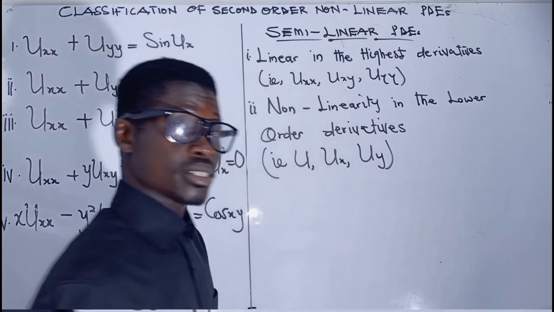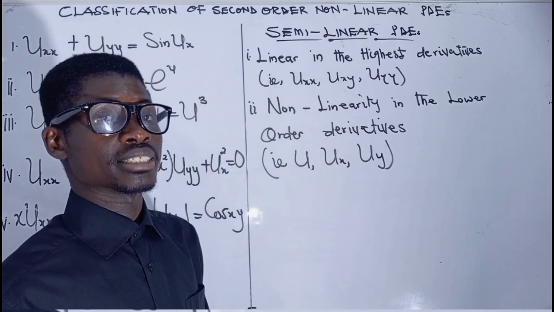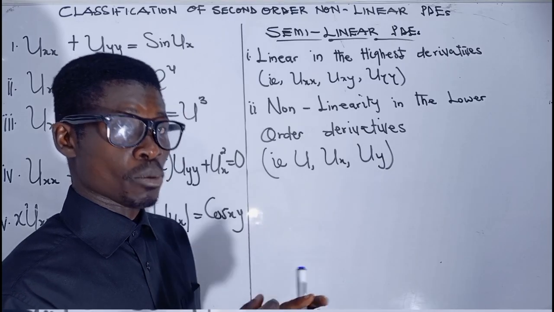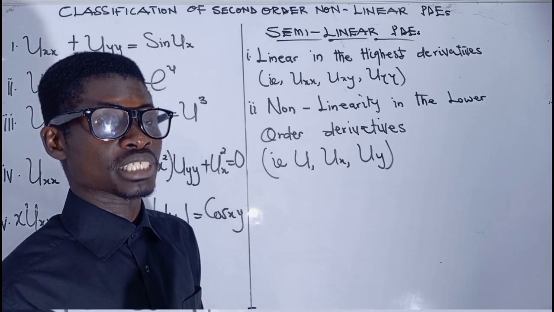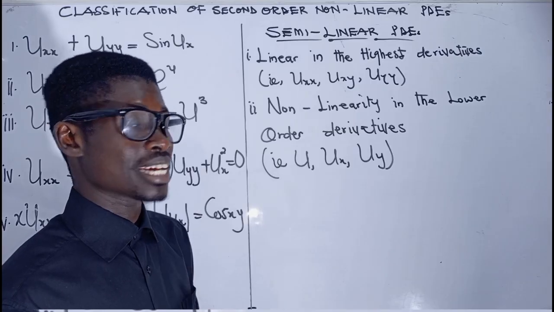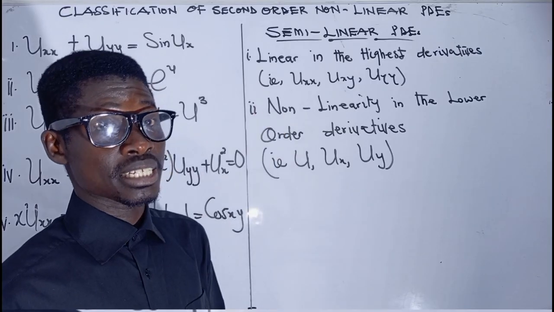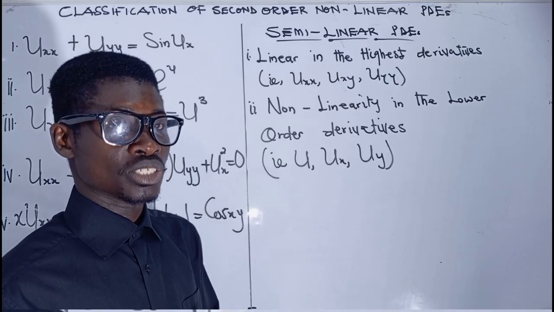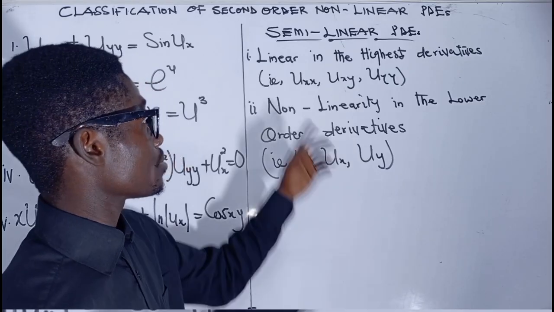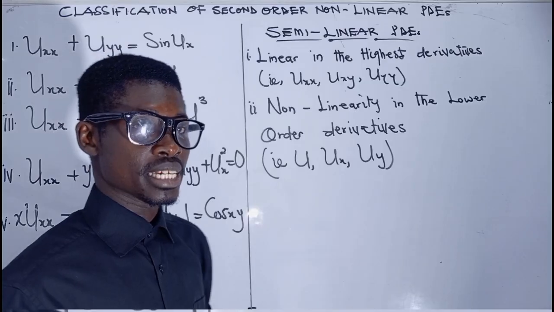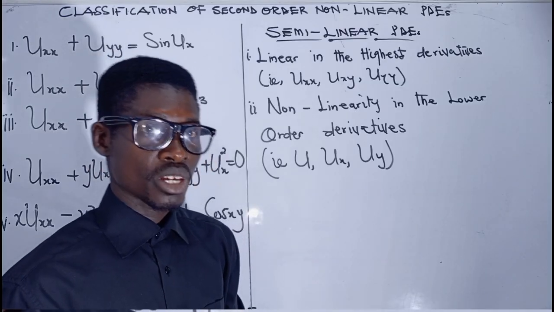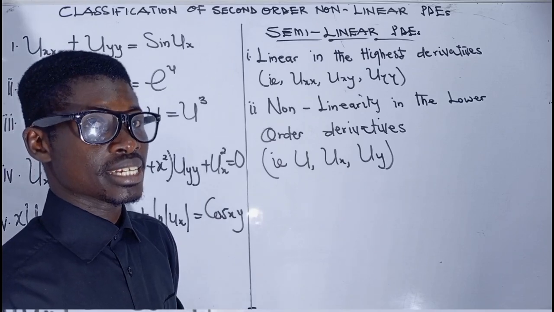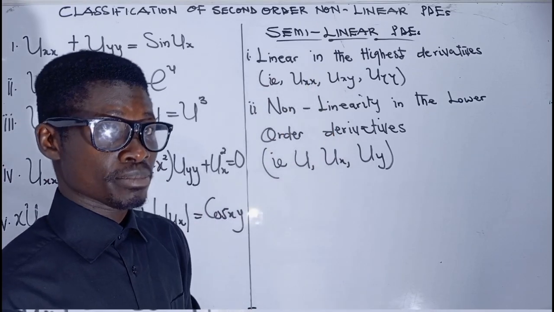The first order and then the second order are almost the same, but there are slight differences amongst them, and that's what we are going to fish out to enable us to classify these second order nonlinear PDEs under the semi-linear, the quasi-linear, and then the fully nonlinear PDE. So we are starting with the semi-linear PDE. So when do we say that a second order nonlinear PDE is a semi-linear PDE?